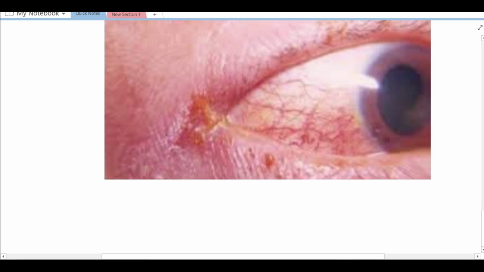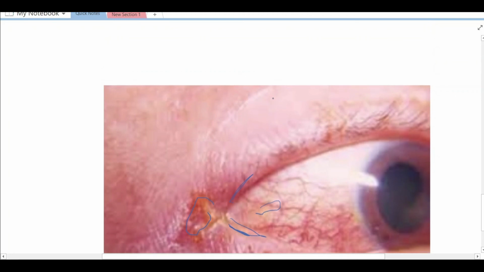And here is the image. Here you can see the maceration of the surrounding skin, the inflammation of the conjunctiva, and the lid margin inflammation. This is the image of angular conjunctivitis.